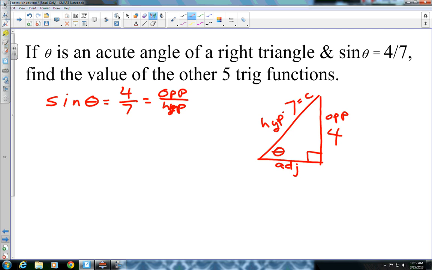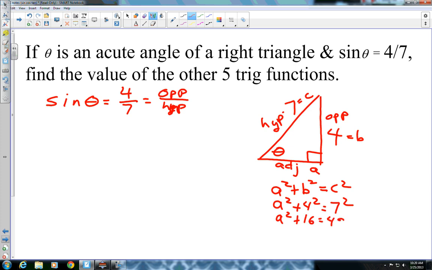Hypotenuse is always the c. The other two legs are interchangeable. So if I say a squared plus b squared equals c squared, then a squared plus 4 squared equals 7 squared. A squared plus 16 equals 49. A squared equals 33. So A is the square root of 33, and you will leave it as a radical. No decimals.